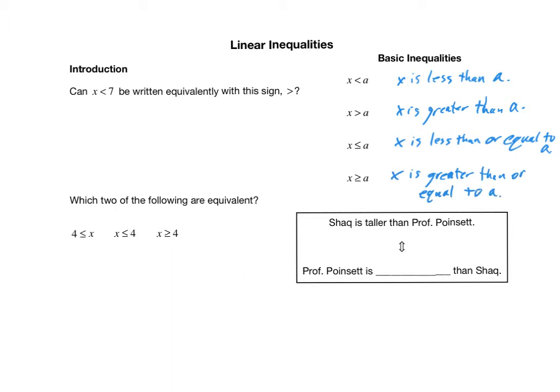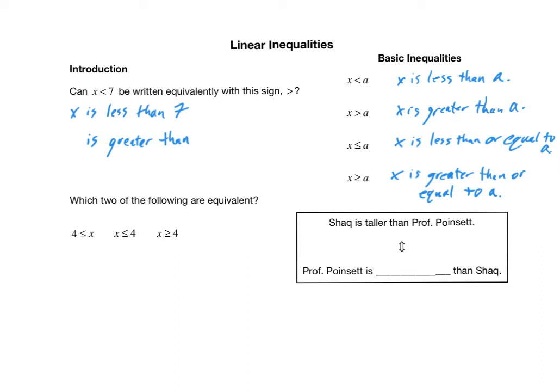Now, technically, all 4 of these can be written in a different way. So let's take this example and see if we can figure out how to rewrite this. X is less than 7, again, that's read as X is less than 7. Let's just write that down. Can that be written equivalently with the greater than sign? Can we write that equivalently using the words greater than instead of less than? If you think about that, you can.